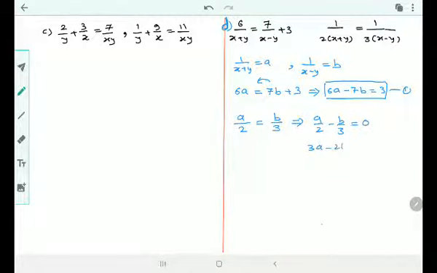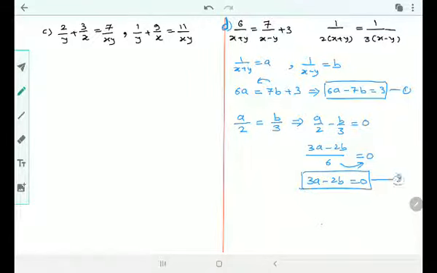3a minus 2b upon 6 is equals to 0. Shifting 6 that side, what do I get? 0, 0 into 6 is 0, right? So the equation is 3a minus 2b is equals to 0, and that's going to be equation number 2, right? So I got easy equation 1 and 2. I can easily solve now.